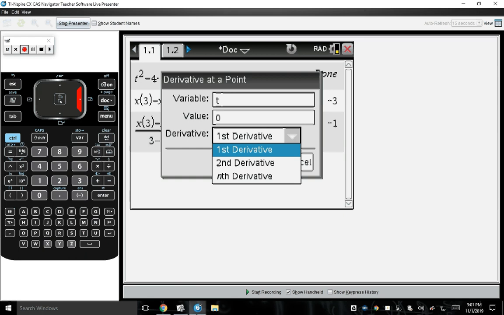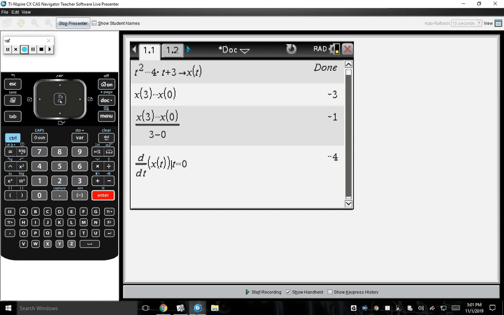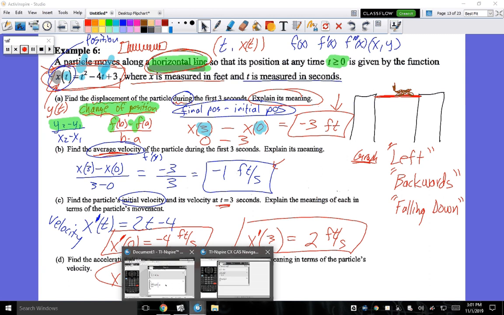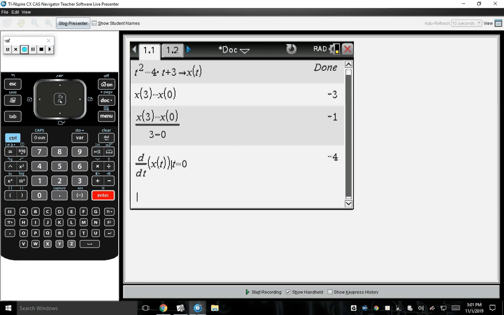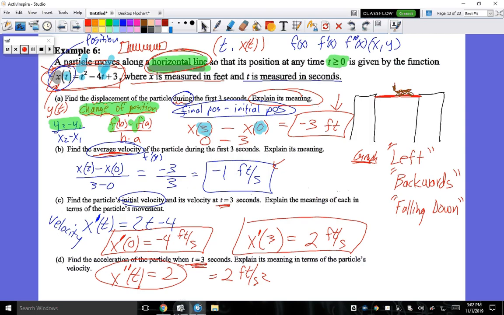Sometimes you'll be asked to find the acceleration, so you can put the second derivative there and then just press OK. Since we have stored our function x of t, I'm just going to type it in and it will differentiate x of t and plug in t equals 0 all at the same time. And I get a negative 4, just like I got back here on part C. And for x prime of 3, instead of doing that all over again, I can just scroll up twice and press enter to copy and change this to 3 seconds. And you get 2 just like we got by hand. Finally, find the acceleration when the particle is at 3 seconds.